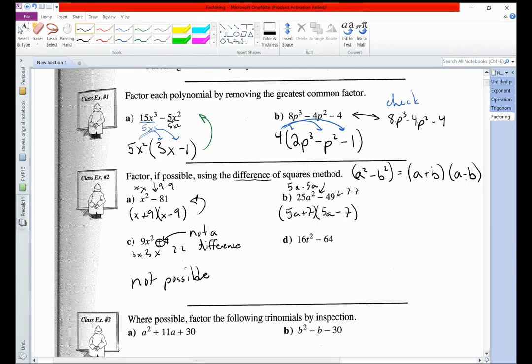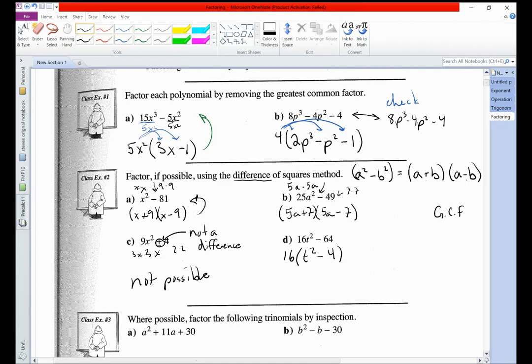The last one, 16t squared minus 64. So we know 16 and 64 are both perfect squares. t squared is a perfect square. But wait a second. The first step we should always check for is, can we simplify using the greatest common factor? Can we remove the greatest common factor? And it turns out that we totally can, right? We can remove a 16, and then we're left with t squared. 64 divided by 16 is 4.